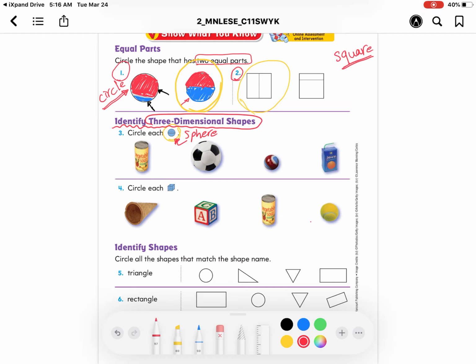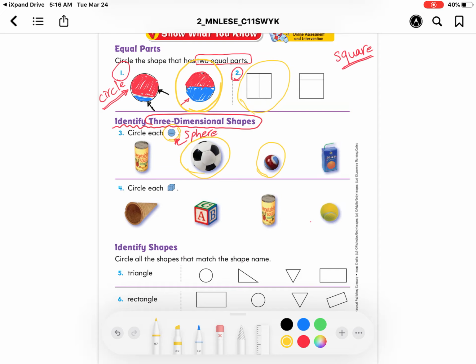Now, which picture of those four pictures is a sphere? Excellent. The football, the soccer ball, and yes, I think this is for tennis, but it's a ball too, so it's a sphere.